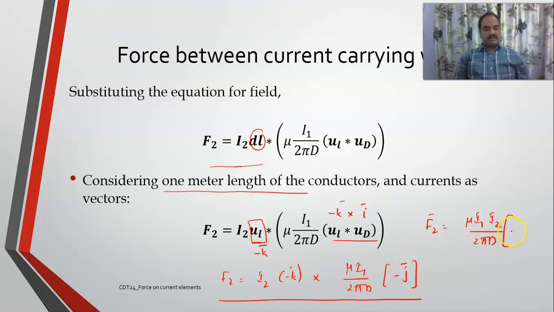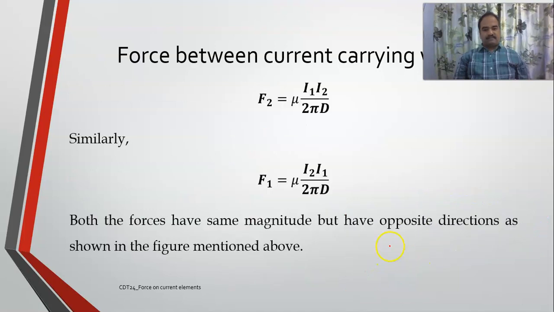What will you be getting? Minus, right? Am I true? Yes, it will be minus I bar. So F2 will be mu I1 I2 by 2 pi d, minus I bar, which means the force is attractive. The force on the second element is in the opposite direction.